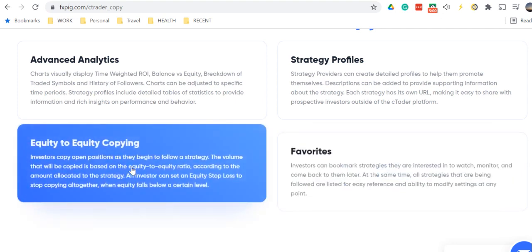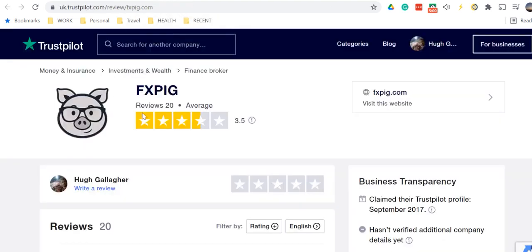And then equity copying, it's the same as eToro. You allocate a certain amount of equity or money to a particular strategy or trader, and then it gets proportionately copied. You can also put in a stop loss if you want, same as eToro, if the trades are not giving you the return that you're looking for. So that's FXPig. Though just briefly on Trustpilot, this is again just UK Trustpilot.